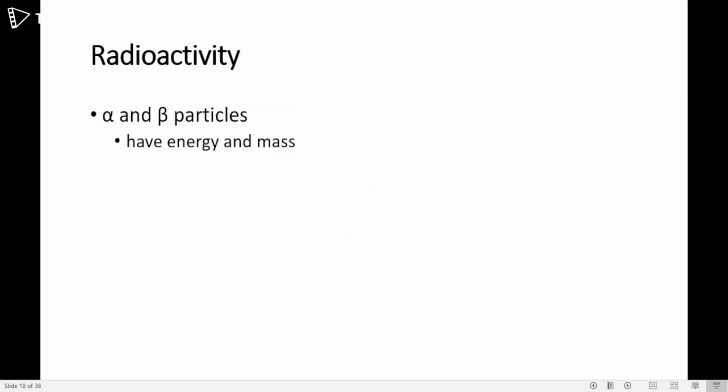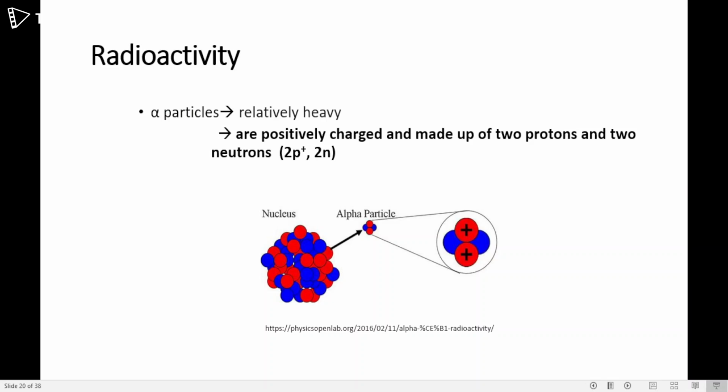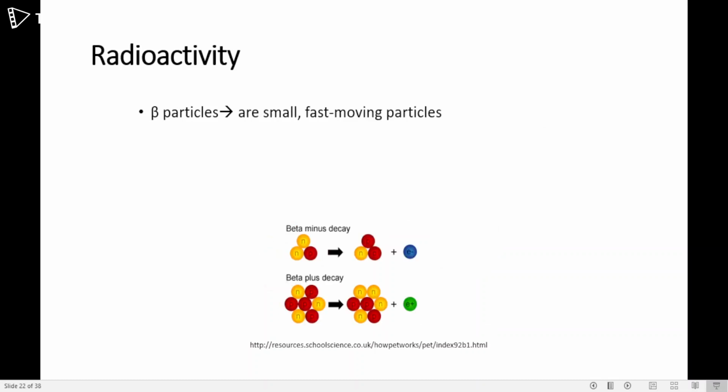Alpha and beta particles have energy and mass. Alpha particles are relatively heavy and positively charged. Each alpha particle is formed by 2 protons and 2 neutrons. They are high energy particles that cannot penetrate most matter. Beta particles, compared to alpha particles, are small, fast-moving particles. There are 2 types of beta particles. We have beta minus and beta plus.